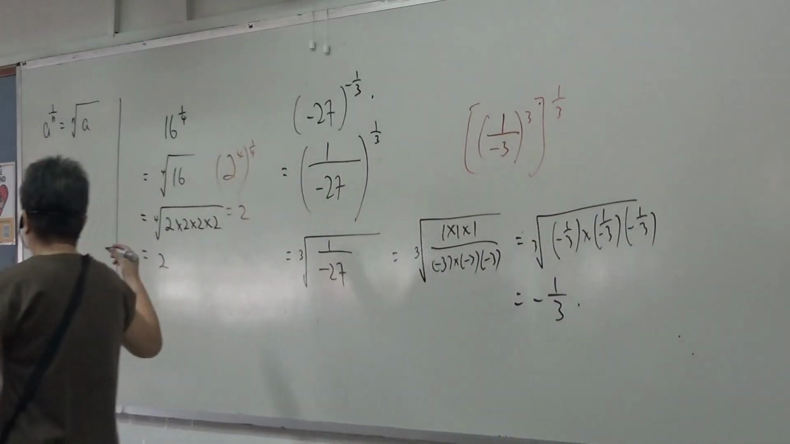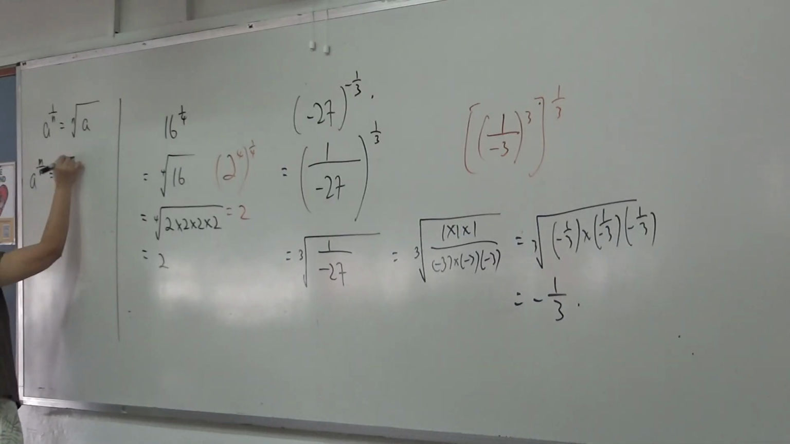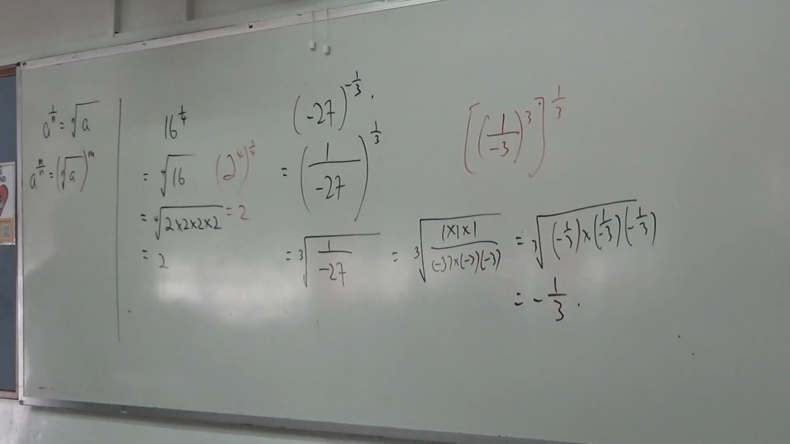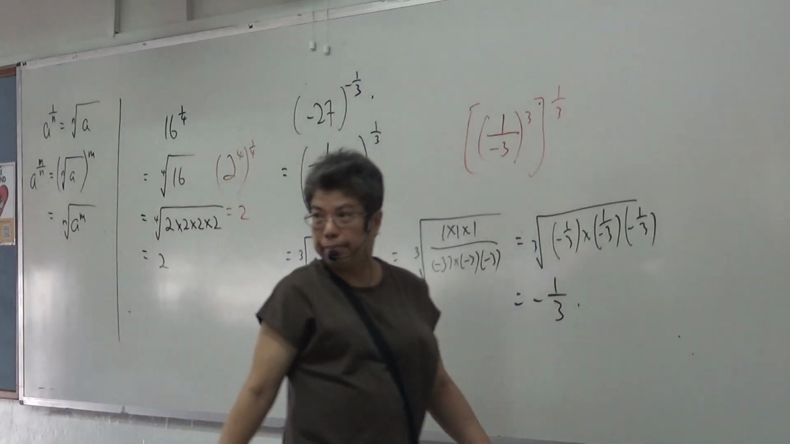When I have a n over n, always remember, the denominator will be the root. The top will be the what? The power. So this is the same as n root of a raised to power n. Or you can also say, I raise to power n first, then take n root. Also can.